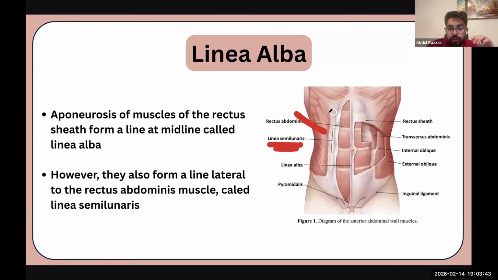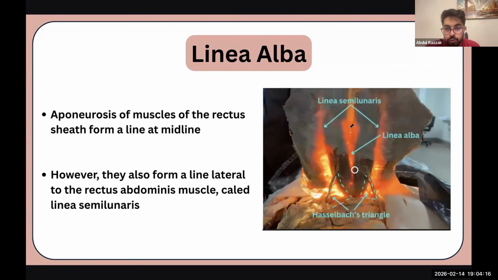Then the aponeurosis continue all the way up to the midline. At the midline, they form another line, and that line is called linea alba, which literally means the white line. Just a random fact. But this is basically the line that the aponeurosis form at the midline, just at the umbilicus, between the two rectus abdominis muscles. So the line outside rectus abdominis is linea semilunaris. The line in the middle, or the midline, is called linea alba. And you can see them here on a cadaver: linea alba in the middle, linea semilunaris on the sides.